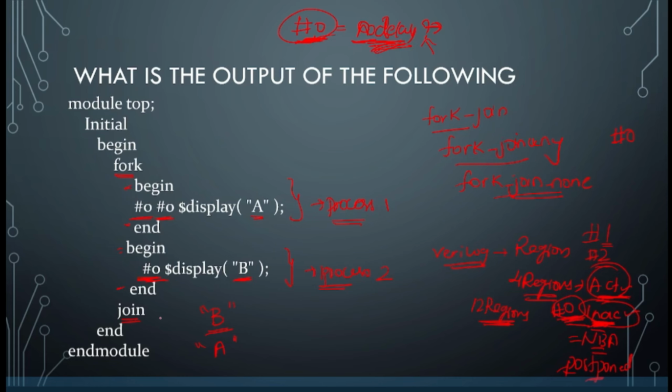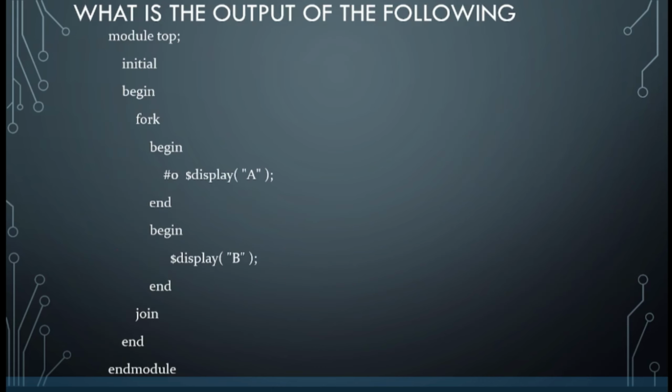Now my question for all of you is, try the same thing for join_any and join_none also. Try the same code for join_any and join_none, estimate the output and ping me in the comment box so that I can understand whether you have understood this topic or not, right? So this is how the thing happens. Now what is the output of the following code? You can pause this video, try to estimate it and give me the output in the comment box.